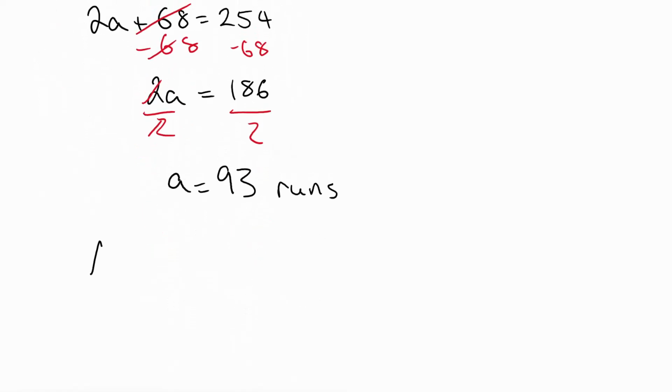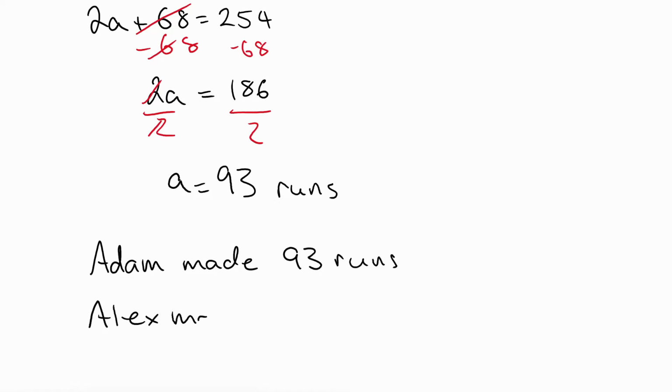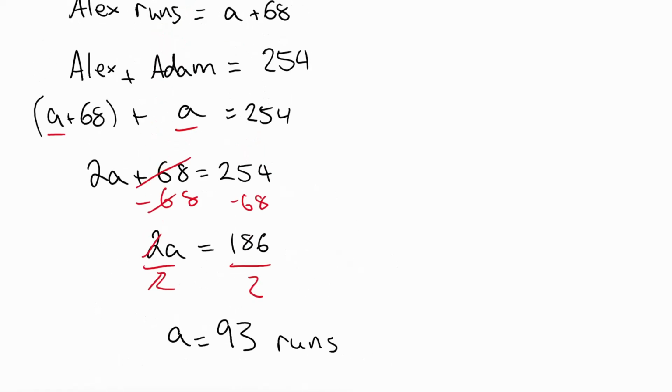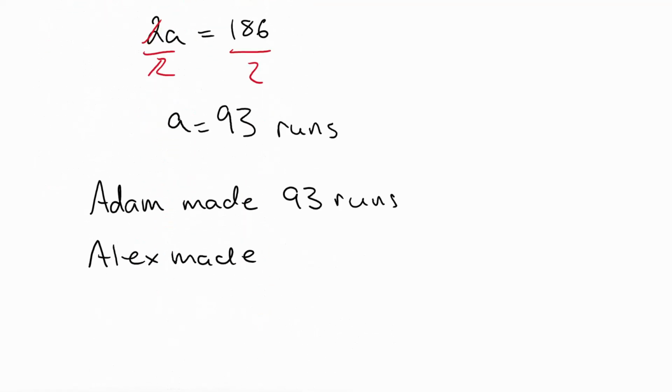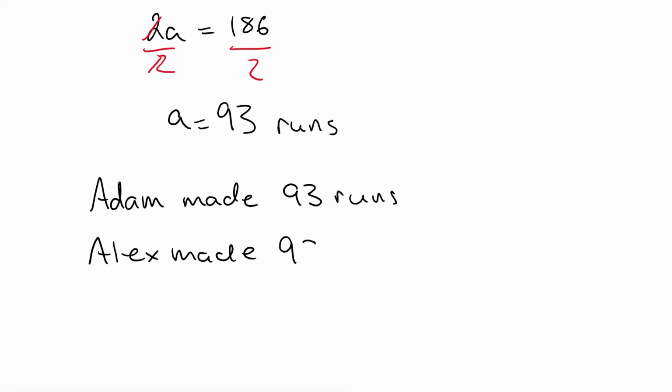So Adam made 93 runs. And if we want to find how many Alex made, we go back up, and Alex's runs was A plus 68. So Alex made 93 plus 68 runs, which ended up being 161 runs.